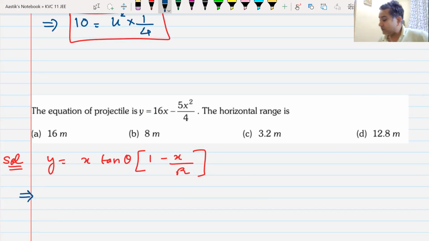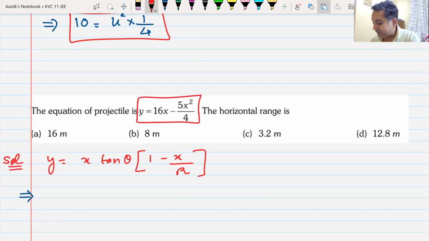Okay. So this was the question from the last class. We had seen this equation of trajectory, and we are supposed to find out the horizontal range for this. We will do one more question of this type, don't worry. So we write the equation of trajectory in the form y is equal to x tan theta into 1 minus x by R. You must remember that this R is the horizontal range of the projectile, yes or no? So we just write this equation in the same form.